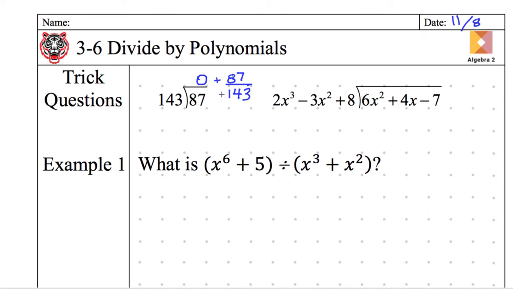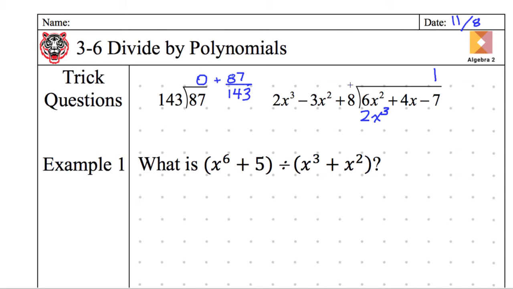Same thing happens in terms of a polynomial, but to know whether or not it's a 0 here, you have to check the degree. So my question now is, 2x to the power of 3 minus 3x to the power of 2 plus 8 goes into 6x squared plus 4x minus 7 how many times? Once. So if I go one time, then I'm going to multiply everything by 1, and I'll eventually be writing a 2x to the power of 3 here.